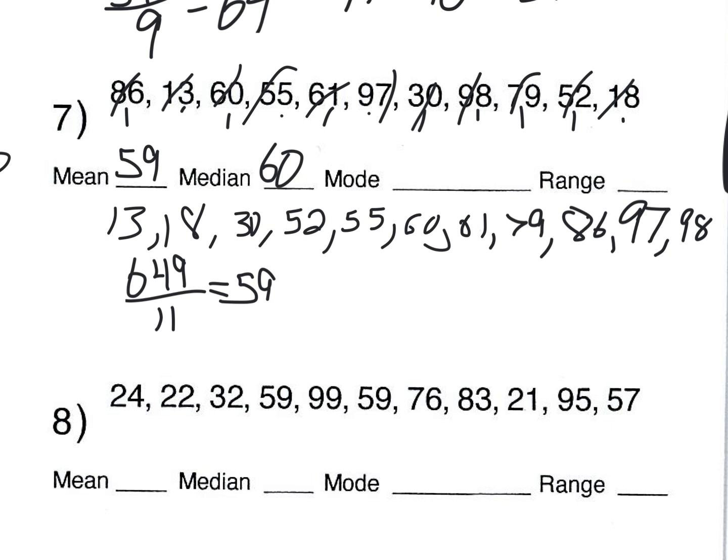And then your mode, again, nothing appears more than once. So we say none. Our range is 98 minus 13. And if I take 98 and subtract 13, I get 85.